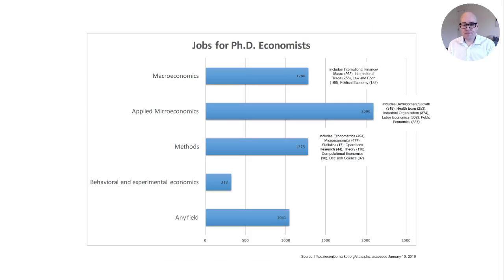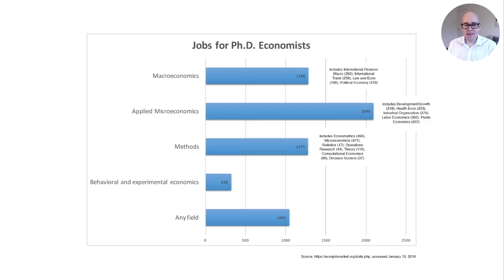Another way to look at this is to look at job listings. This is what I've done here. So there is this website called Econ Job Market, and what you find there is simply statistics on listings. And what I've done here is I've aggregated them. So this is data that I've accessed in 2016, and then I've formed broad categories. So some job listings are just any field, right? So it wouldn't say what kind of person people are looking for. Then you have behavioral and experimental economics, methods, applied micro and macro.